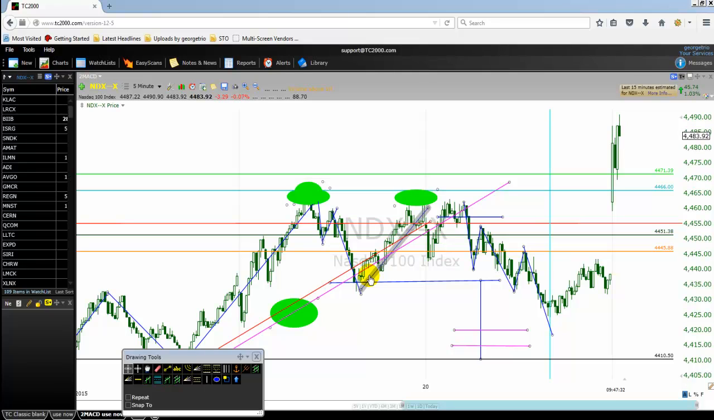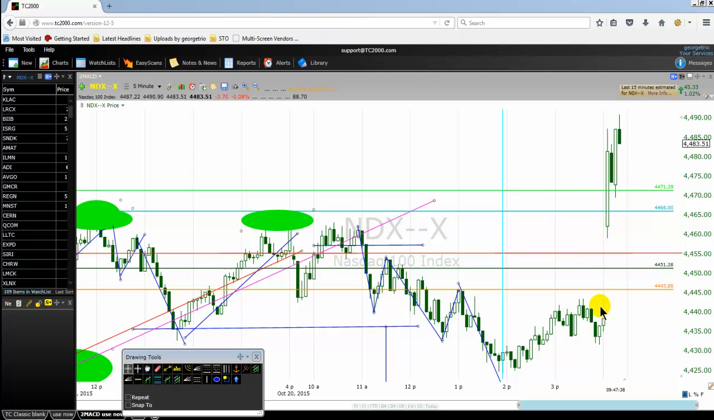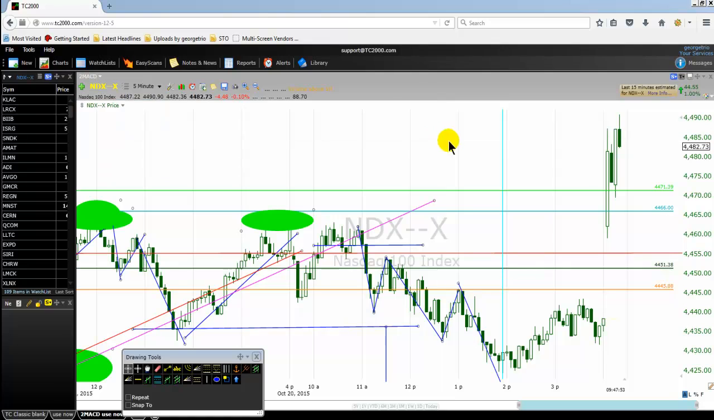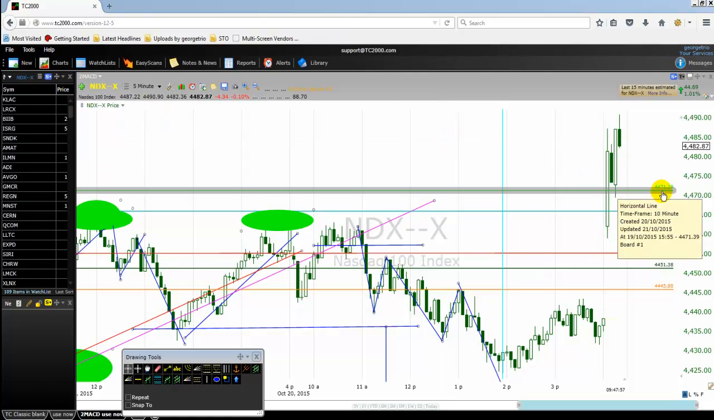You can see that I'm on the 5-minute chart for the NASDAQ 100 index, and the market just opened now. By the way, my friends, see here, the time in London is 46 minutes past 2 p.m. In New York, 46 minutes past 9 a.m. And today is the 21st of October, 2015, okay? So I placed my order here at 4471 to sell the NASDAQ 100.